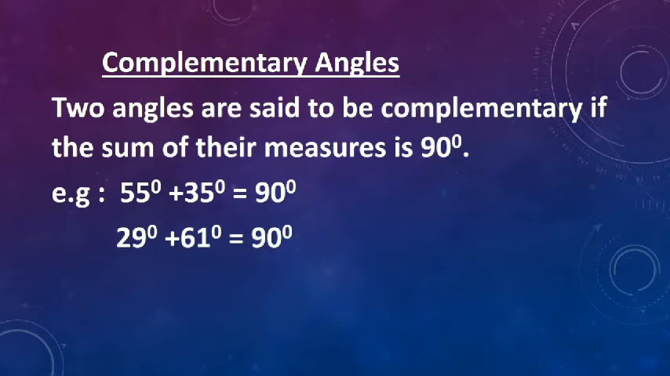Similarly, 29 degrees and 61 degrees are also complementary to each other. That means 29 degrees is the complement of 61 and 61 degrees is the complement of 29.